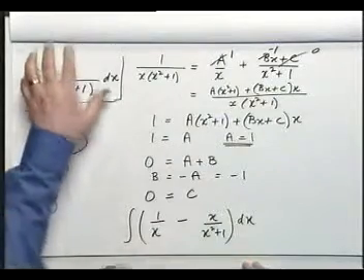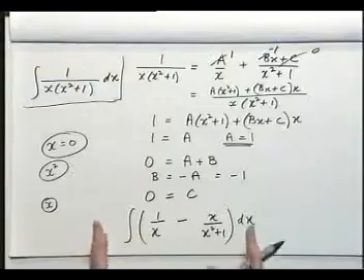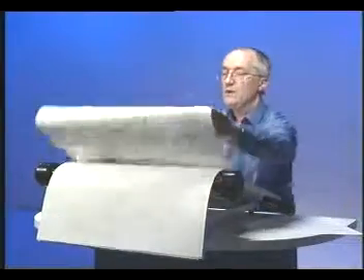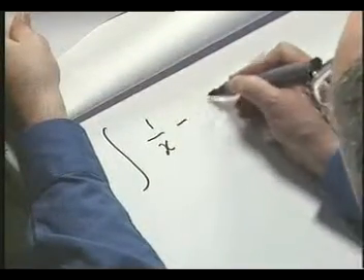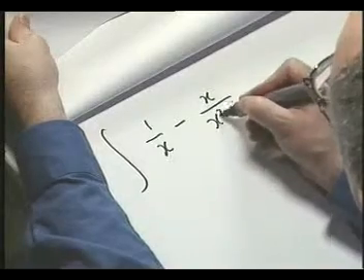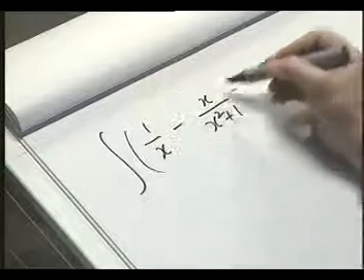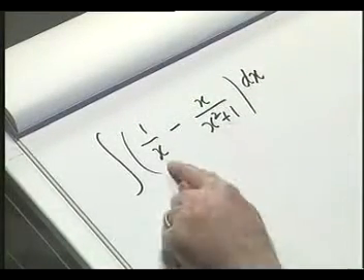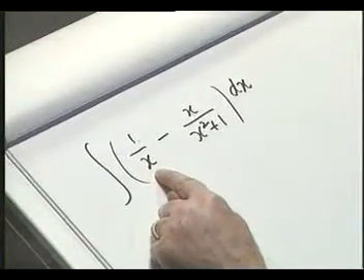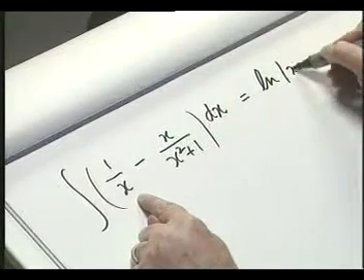So we've used partial fractions to split this up into two terms. And all we have to do now is complete the integration. Let me write that down again. We want to integrate 1 over x minus x over x squared plus 1, and all that wants to be integrated with respect to x. The first term's straightforward. The integral of 1 over x is the logarithm of the modulus of x.